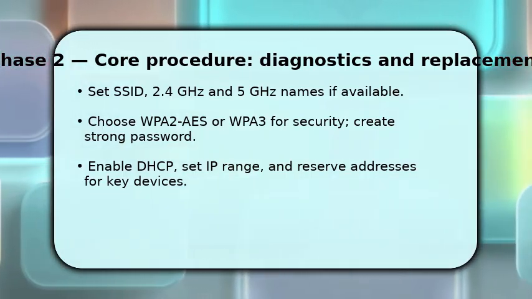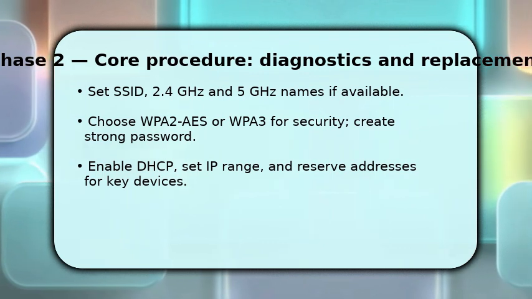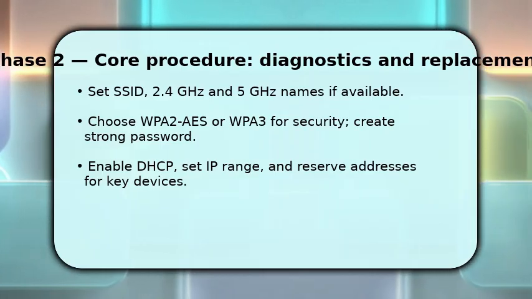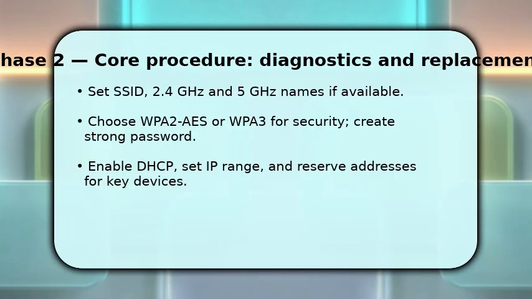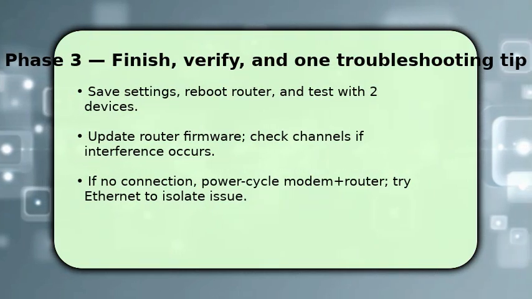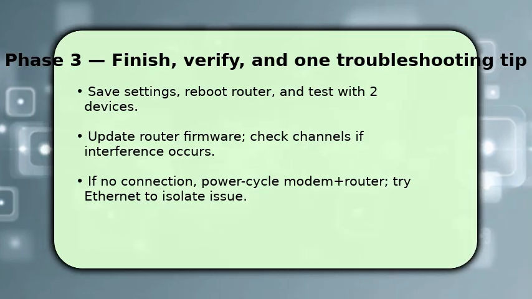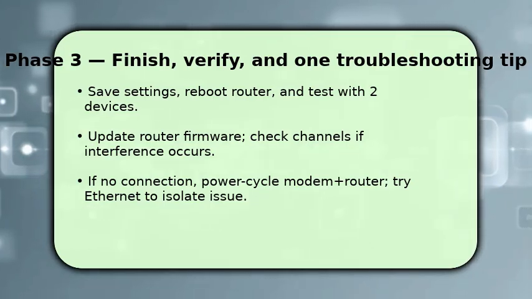Enable the router's DHCP server for automatic IP assignment, and, if needed, reserve addresses for printers or NAS devices so they keep consistent addresses. Save the configuration and reboot the router so changes apply. Then connect two devices to confirm internet access and local network visibility.